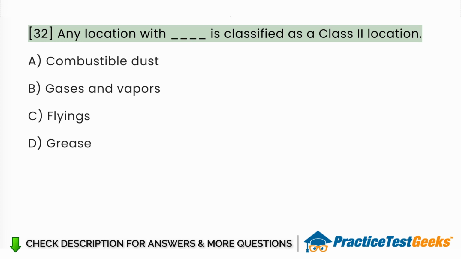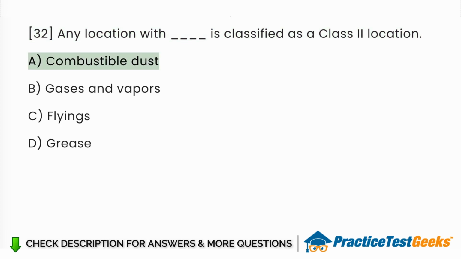Any location with ___ is classified as a Class 2 location. A. Combustible dust. B. Gases and vapors. C. Flyings. D. Grease.